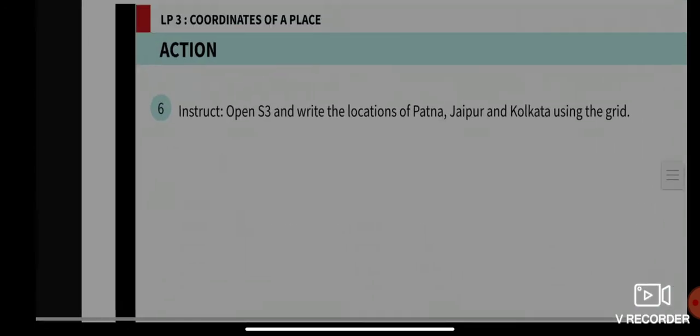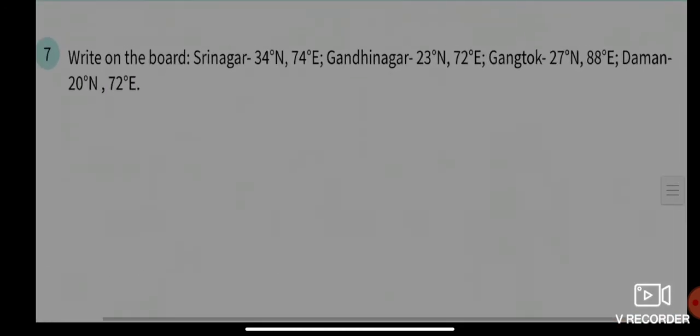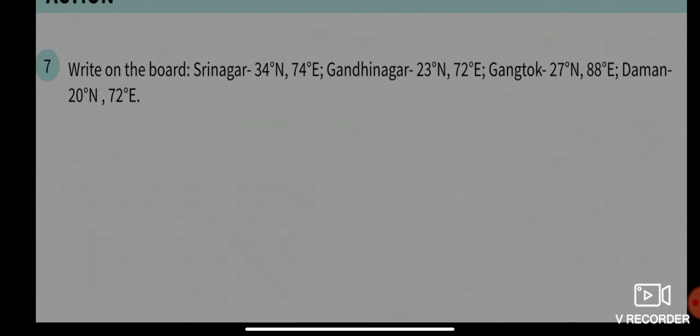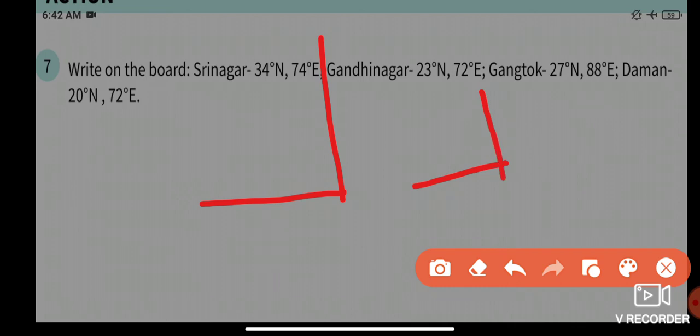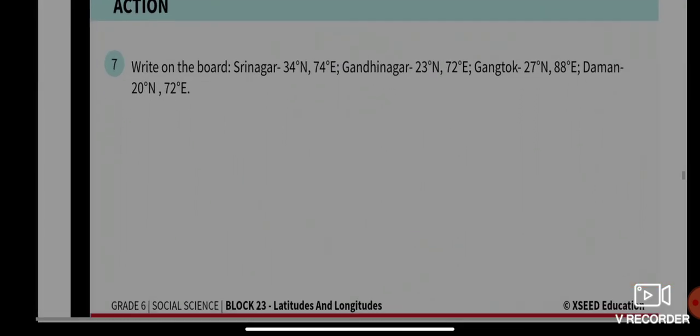See, you'll find that Srinagar is 34 degree north and 74 degree east. Gandhinagar is 23 degree north and 72 degree east. Gangtok is 27 degree north and 88 degree east. Daman is 20 degree north and 72 degree east. All these are represented in the grid.